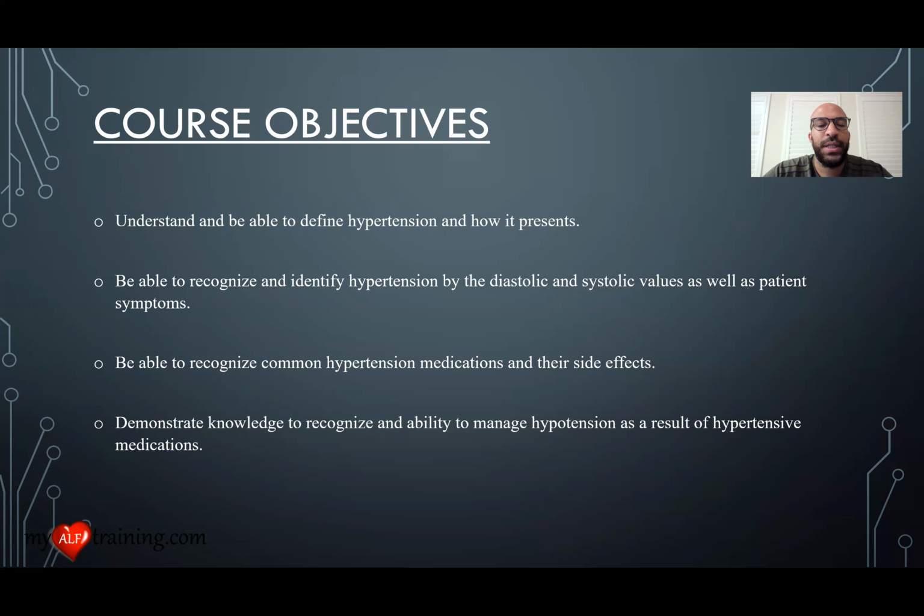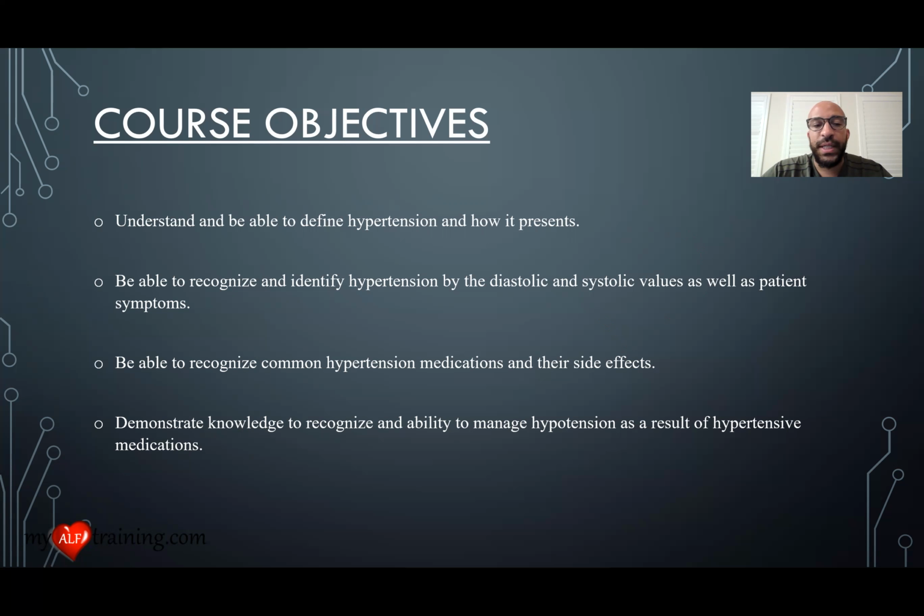Third course objective for today, you will be able to recognize common hypertension medications as well as their side effects. So this is very important because so many individuals in the US are struggling with hypertension and taking different types of medications to treat different types of hypertension and other comorbidities that they may have. So we want to know what those medications are so we can understand their side effects and we can be able to treat our patient accordingly.